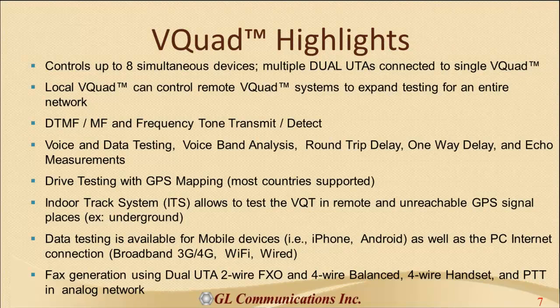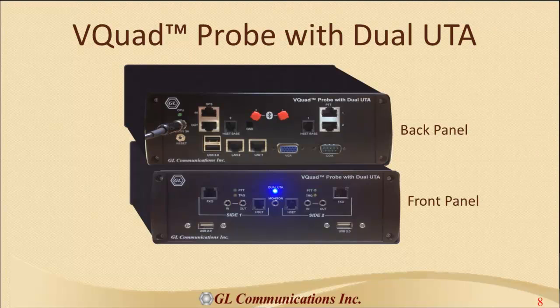ITS is used to test the VQT in remote and unreachable GPS signal places, for example, underground. Data testing is available for all mobile devices which support iOS, Android and other platforms. We can also do PC-based Ethernet testing. For example, with a PC Ethernet card connected to the PC, you can perform different TCP, HTTP, and UDP tests over that.